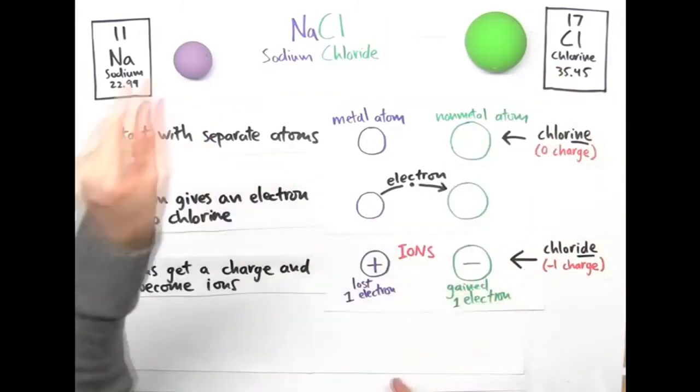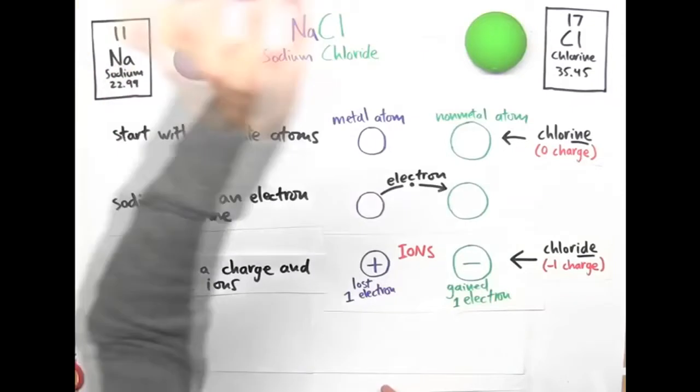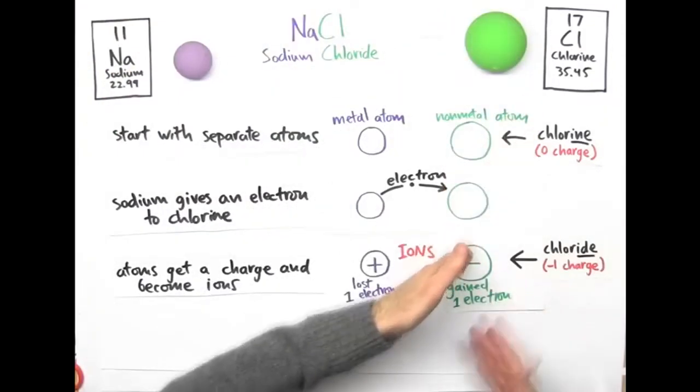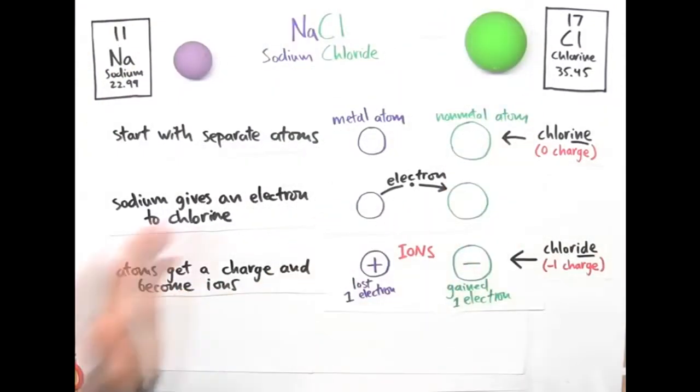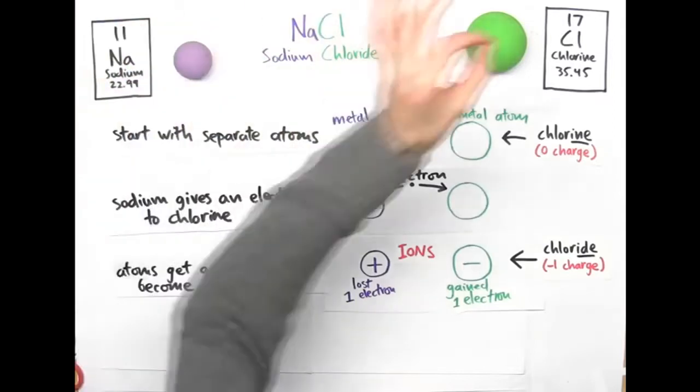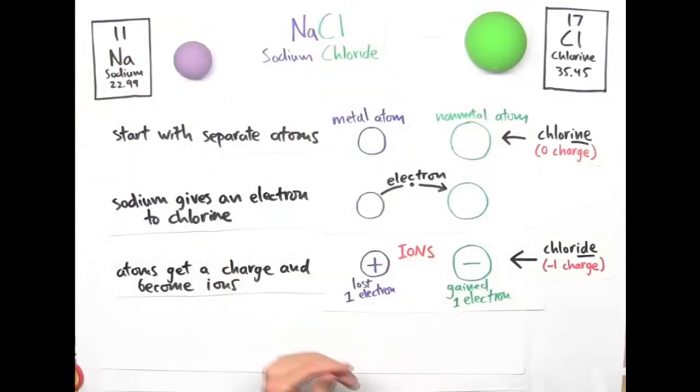And it got that 1- charge because sodium gave one of its electrons to chlorine, turning it into the negative chloride. Now people often ask, why does sodium give its electron to chlorine? We'll talk about that in the next video.